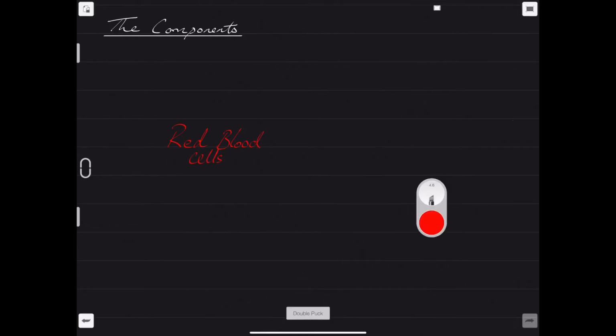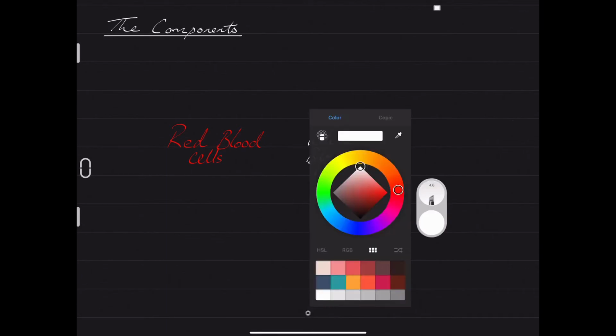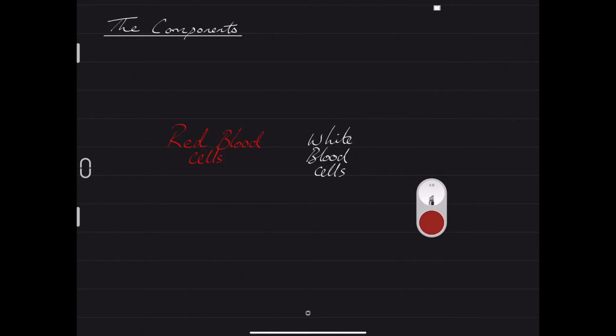Okay. Next, we have white blood cells. And then finally, we have something known as platelets. So I'm just going to do it in a slightly different color. So I'll just say, do it in this color. Yeah, that's fine. And platelets.